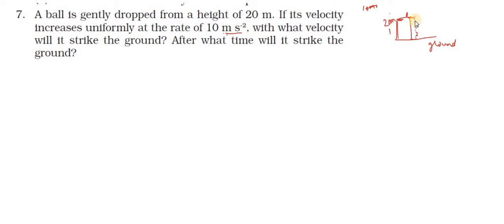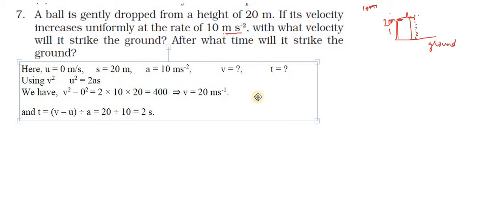So what is the initial velocity? Actually, the initial velocity is 0. Why? Because here the boy is standing at the top and he is holding the ball. When he is holding the ball, it is at rest. So the ball is at rest, so the initial velocity is 0. But how much distance did it travel? It traveled a distance of 20 meters, isn't it? So therefore we can write here initial velocity u is equal to 0, and the final velocity we need to find, and also we need to find the time.